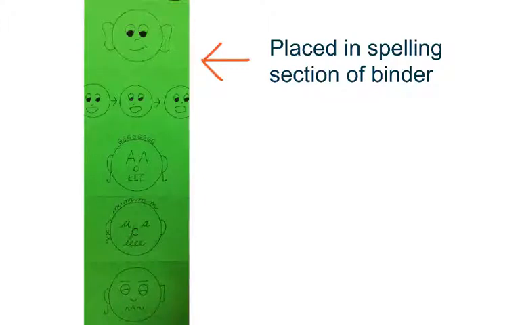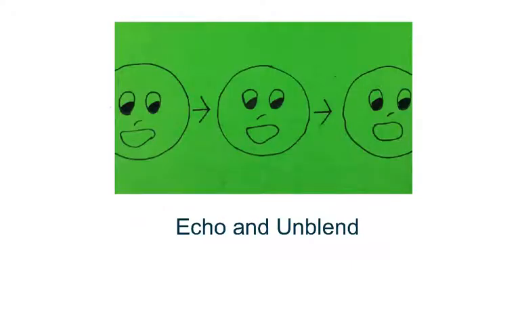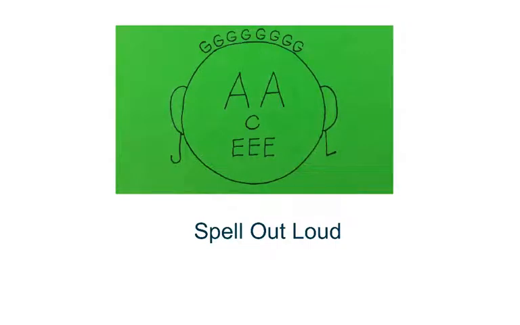The first step is look and listen. This is where the student listens to the teacher as she pronounces the word, looking at the mouth of the teacher. The next step is echo and unblend. This is where the student echoes the word and unblends the sounds he or she hears in the word. For example, if the student were spelling the word cup, they would echo the word cup and then unblend k, u, p.